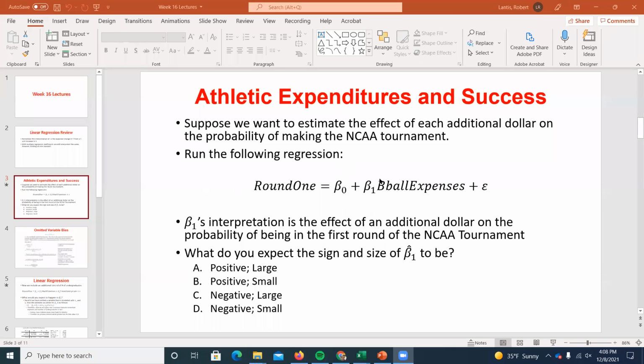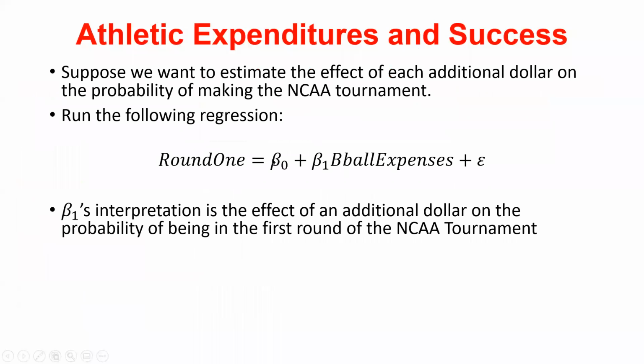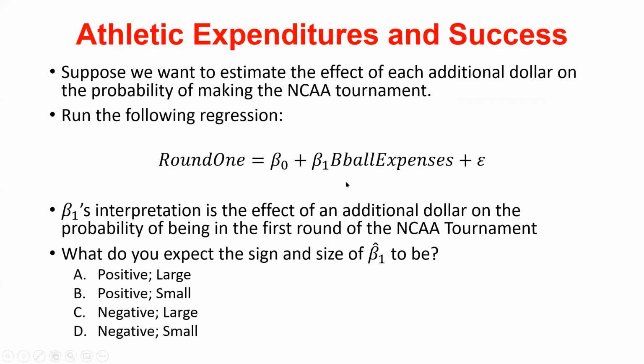So if you had to say what you would expect the sign and the size of that coefficient to be, which of the following would you think that would be? So first of all, what would you expect the sign to be? Schools that are spending more money on their programs are likely to increase their probability. Right? So probably positive. And then remember the unit here, it's just a $1 increase. So what would you expect the size of that coefficient to be? Small. Really, really small, right?